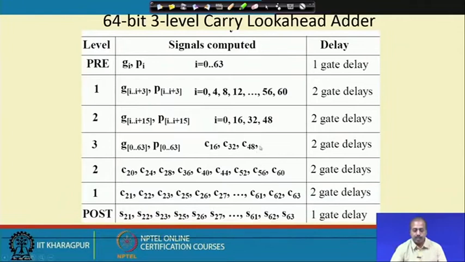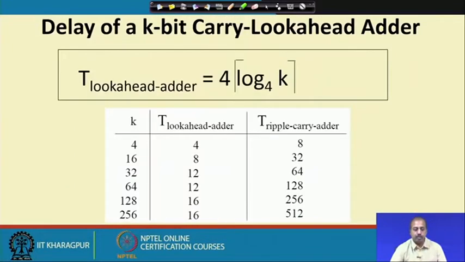Okay. And these are the different gate delay calculations that we have. So, it is similar to the previous calculation. In summary, for a look ahead adder, if there is a k bit carry look ahead, then the total look ahead adder delay is 4 into log of k.